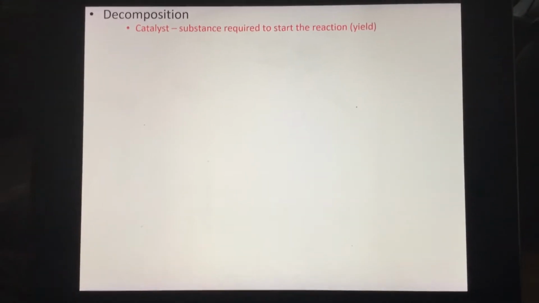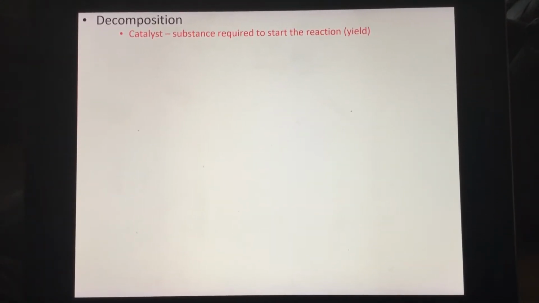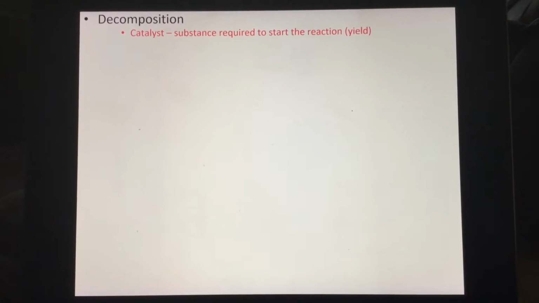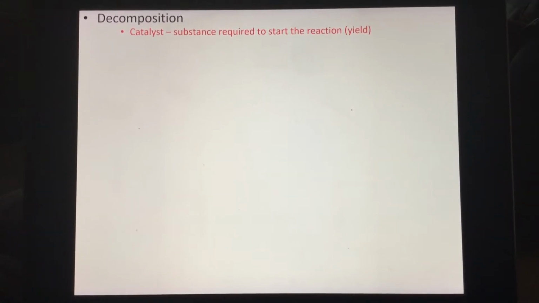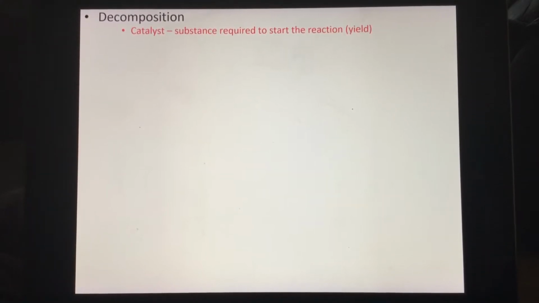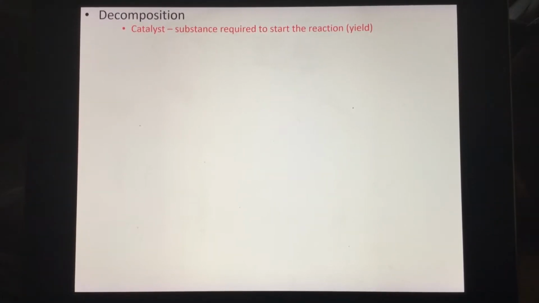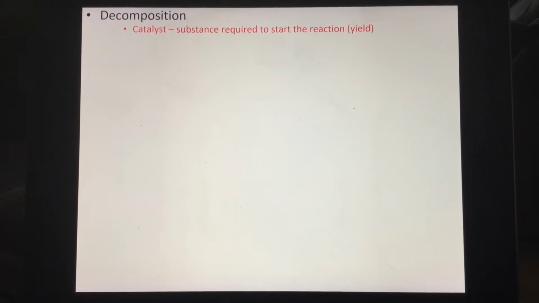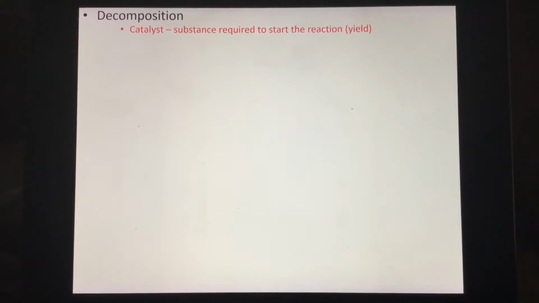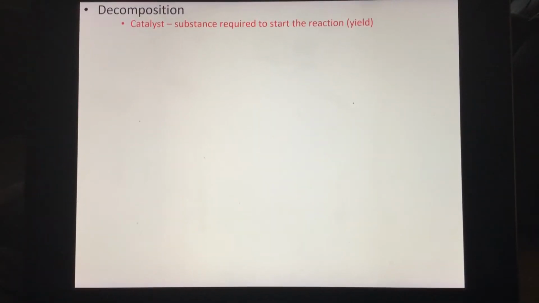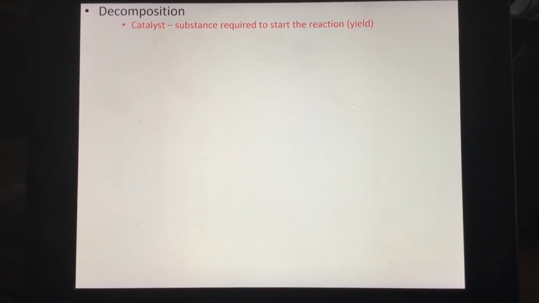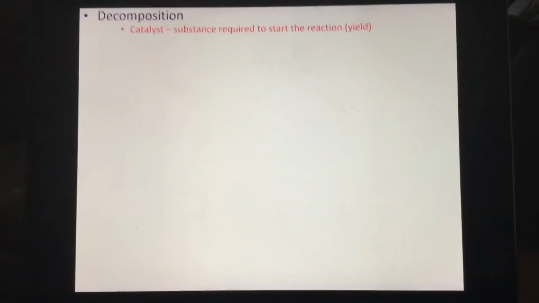But with all decomposition reactions, we usually need some sort of catalyst to get the reaction going. And when it gives you a catalyst, we do not include that as a reactant or a product. It is put on the yield sign, the arrow, because even though it is needed to get the reaction going, it is not used up like the reactants are. So we put it on the yield.